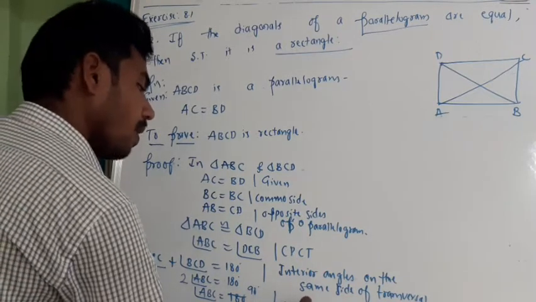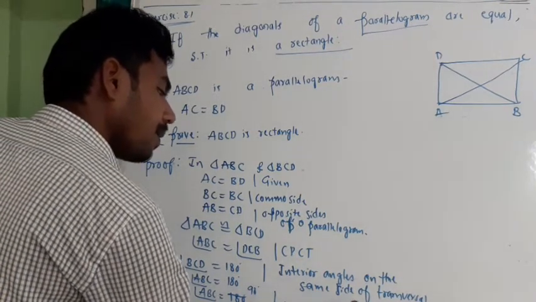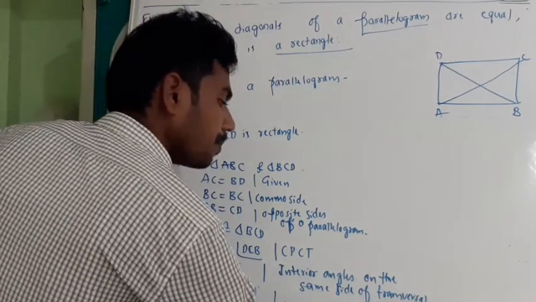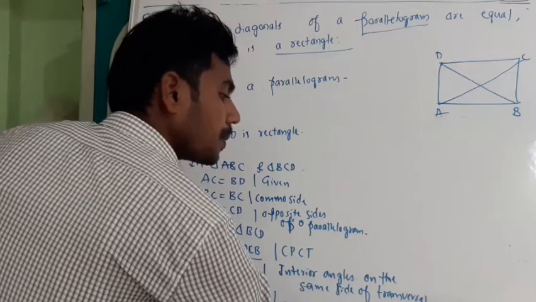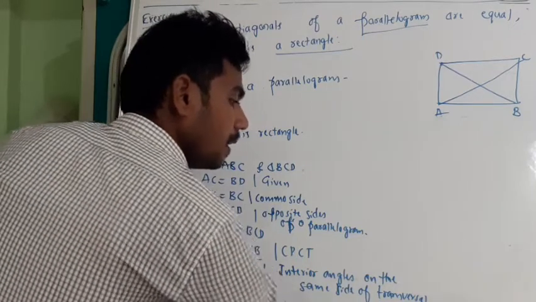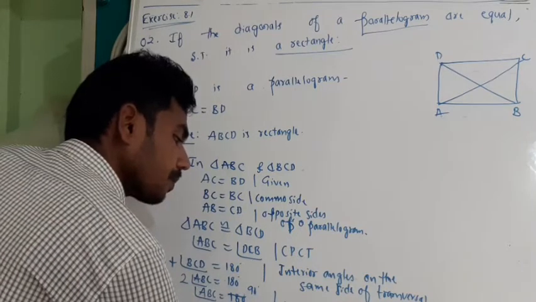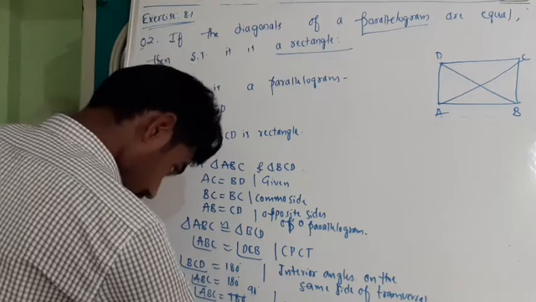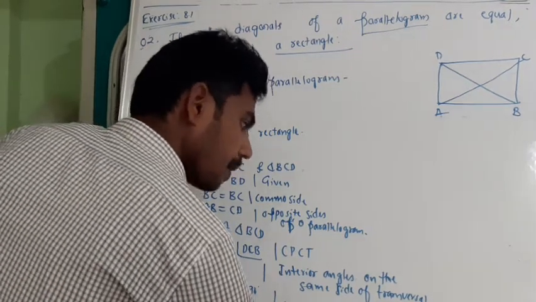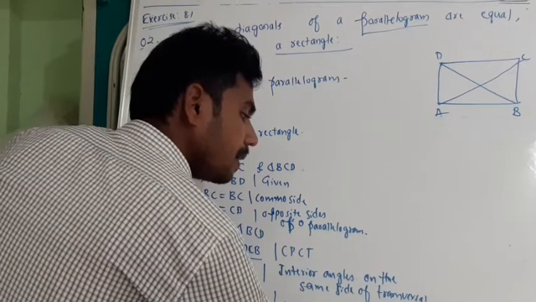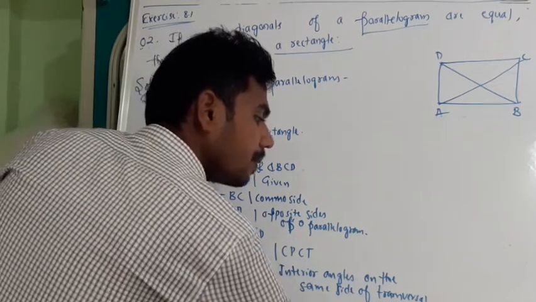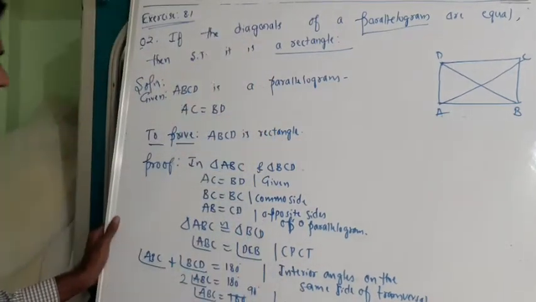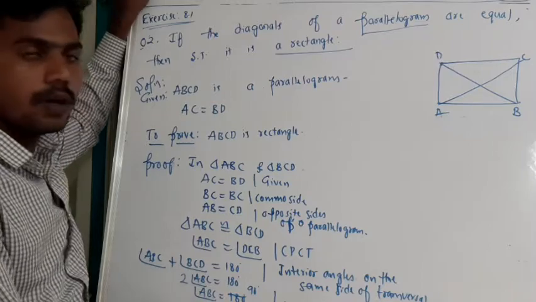Therefore, one of the angles of parallelogram ABCD is equal to 90 degrees. Hence ABCD is a quadrilateral. See, we proved one of the angles is equal to 90 degrees.